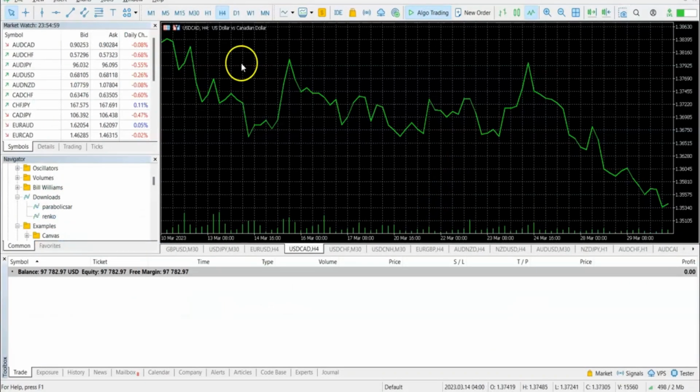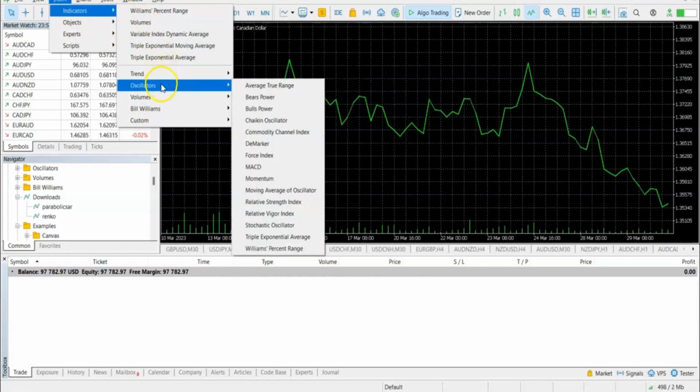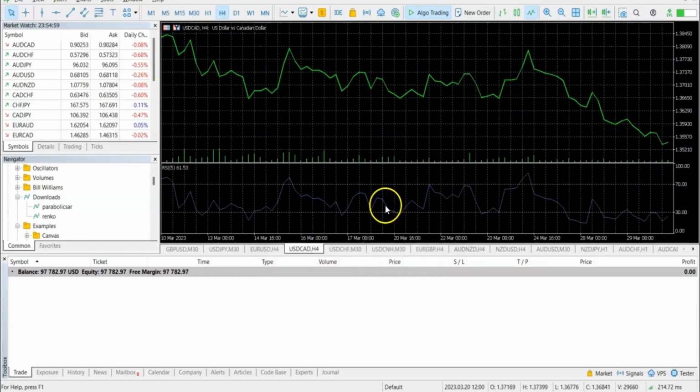Alright, so I have a USD CAD 4-hour candle chart in front of me. Now let me insert RSI. You will get RSI in oscillators, relative strength index. The block said that we want 5-period RSI, so I am going with 5 period. So this is where a signal would occur.